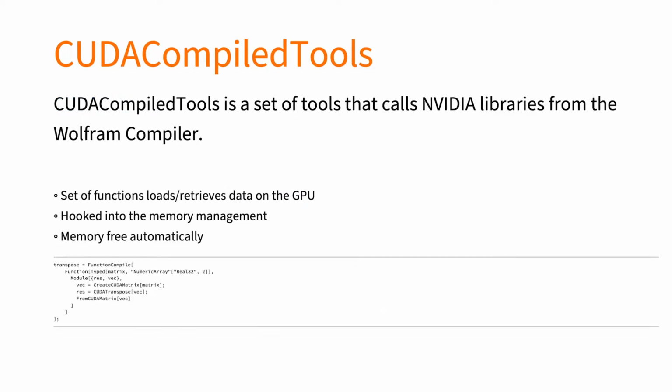In contrast, CUDA compile tools is a collection of tools that facilitate the integration of NVIDIA libraries into the Wolfram Language. It offers a suite of functions to load and retrieve data on the GPU, which is seamlessly integrated in the memory management capability of Mathematica. This instance of a matrix transposition uses NVIDIA libraries and memory management capability provided by the Wolfram compiler. With the Wolfram compiler, you can write code, compile it, and directly use your GPU. Furthermore, you can directly invoke GPU vendor libraries.